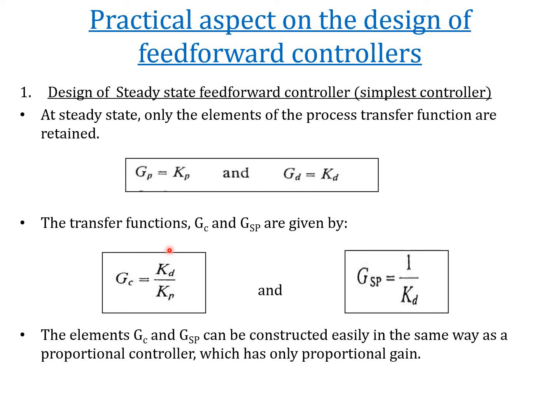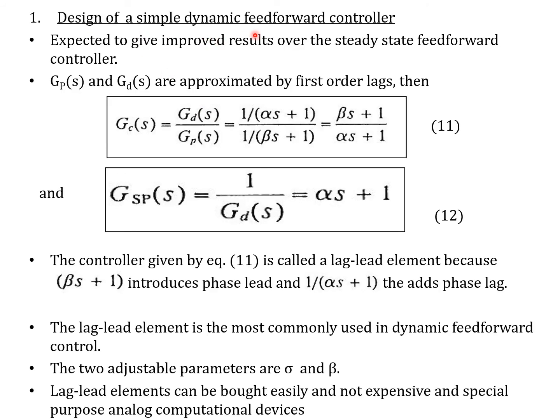Of course, you can design this in the software, but before it was in a hardware system, so you can just design in terms of gain, which is easier than designing in terms of transfer function. For the dynamic feedforward, the same thing. We approximate the GD over GP by first order lags, in terms of 1 over alpha s plus 1, and this one is 1 over beta s plus 1. The final equation is in this form: beta s plus 1 over alpha s plus 1.